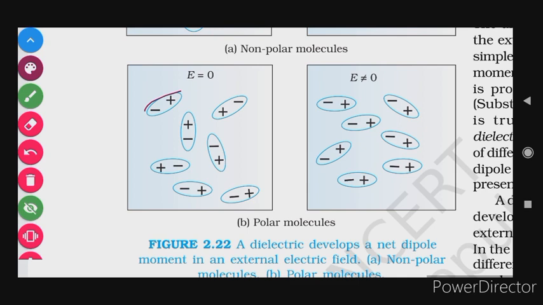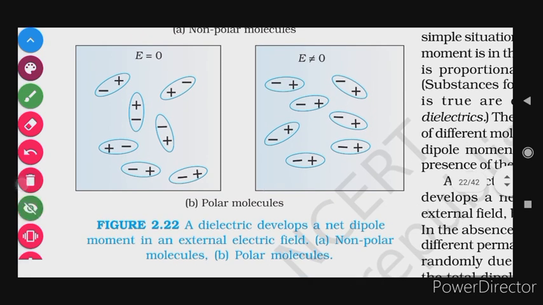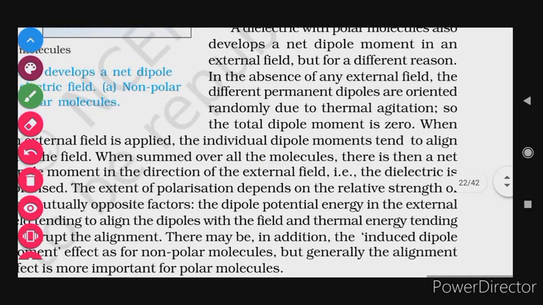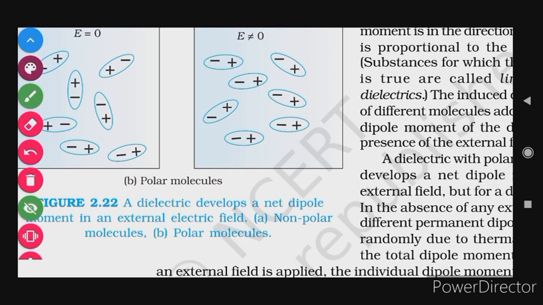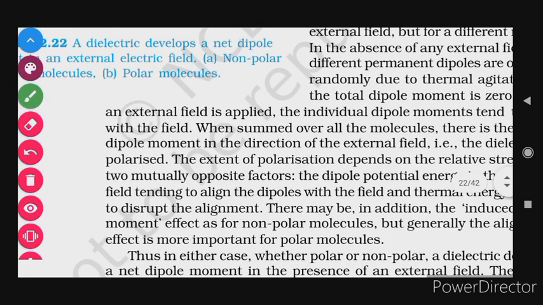But when we apply an electric field, what will happen? They will start adjusting in the direction of the electric field, as you can see, but there will be thermal agitation even then. That thermal agitation will try to keep them from orienting in the direction of the field, but the electric field exerts a force so that they can be aligned in its direction. When summed up over the molecules, there is a net dipole moment in the direction of the electric field. The dielectric is polarized.